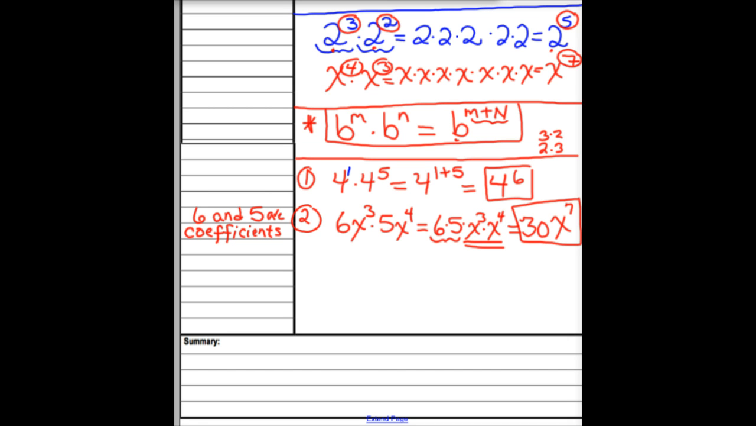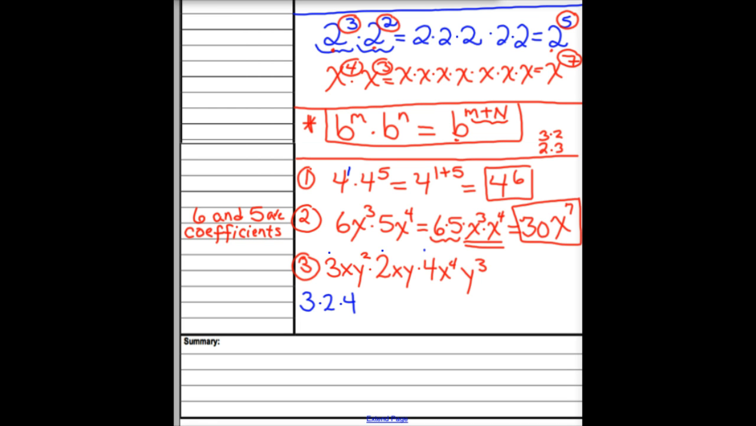Next one up. If I had number 3, let's go do another one. If I have a bunch of stuff written out, 3x y squared times, let's say, 2x y times one more, 4x to the fourth y to the third. Really, what you do is you think of dealing with all of these first. Really, you're going to do 3 times 2 times 4.